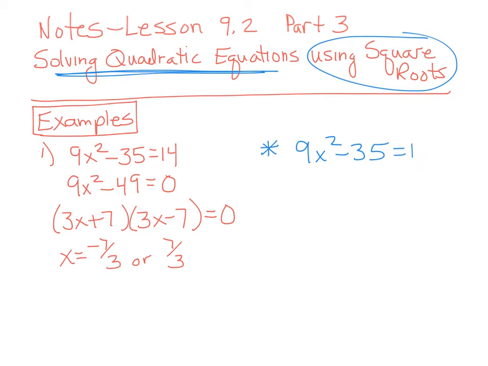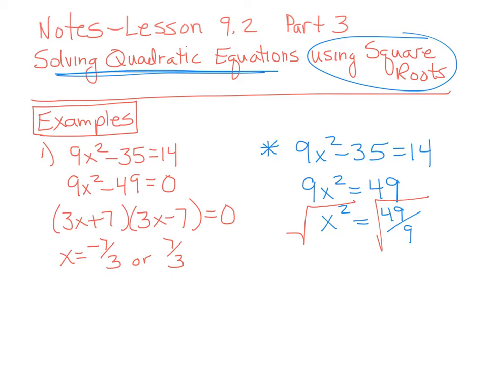Alright, and the new way is you isolate the x squared. So you get x squared alone. So I'm going to add 35 to both sides. And I'm still trying to get x squared alone, so I'm going to divide by 9. Divide both sides by 9. And then, this is something new, you're going to take the square root of both sides. So to undo squaring, to get rid of squaring, you take the square root. And you have to do it to both sides.